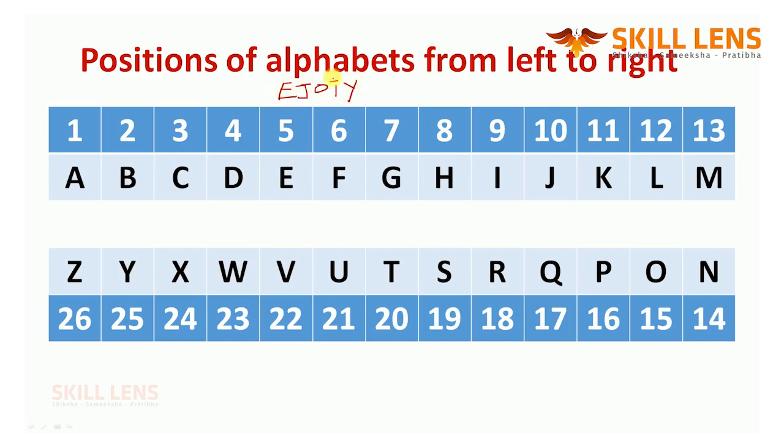So if you spell this word, EJOTY: E is the fifth letter, J is the 10th letter, O is the 15th letter, T is the 20th letter, Y is the 25th letter. Okay, what's happening? What is the observation here? All are multiples of 5.